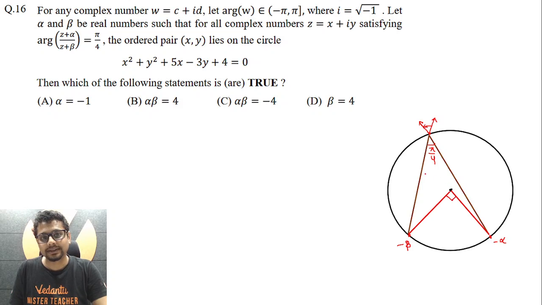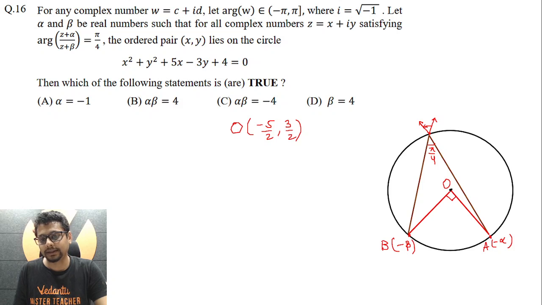And what about the center? Since z is supposed to lie on this circle, the center of the circle essentially is minus 5 by 2 comma 3 by 2. So the center, let's say it is O, minus 5 by 2 comma 3 by 2. And let's say this is point A and this is point B. So I can say the angle between vectors OA and OB is essentially 90 degrees.